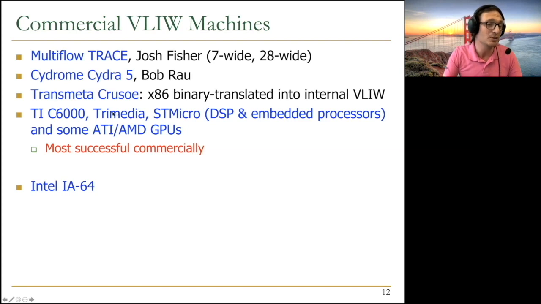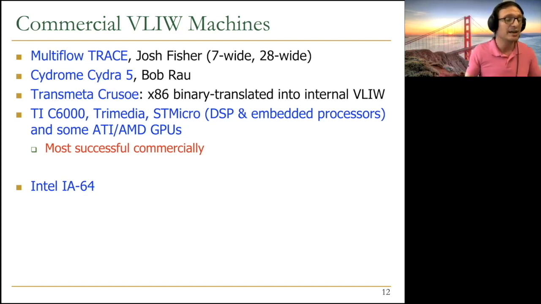So where VLIW has been extremely successful so far has been the digital signal processing and embedded processor market, and initially some ATI and AMD GPUs, but I think even ATI and AMD GPUs actually moved away from the VLIW architecture internally in their GPU cores. But most embedded systems still employ VLIW. One of the reasons is that the code is relatively simple, relatively easy to compile into, and relatively easy to disambiguate. And there are multiple reasons for this.